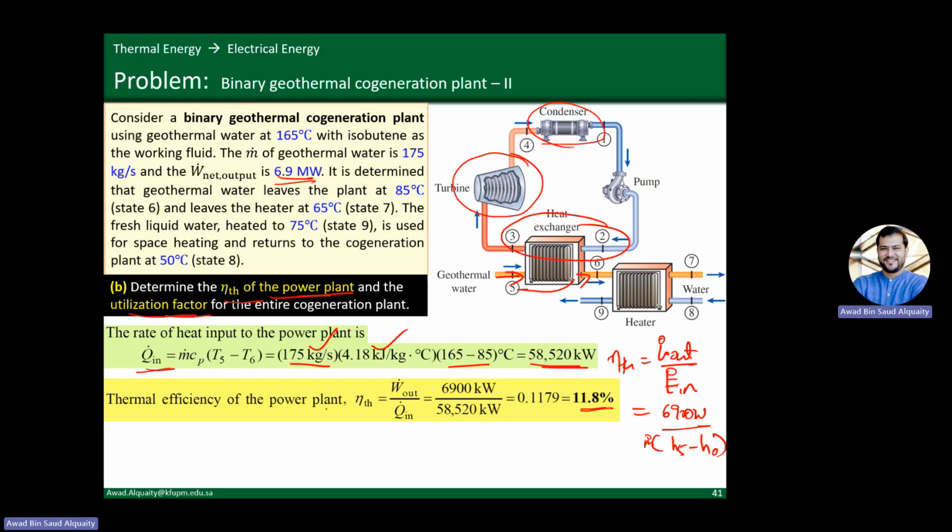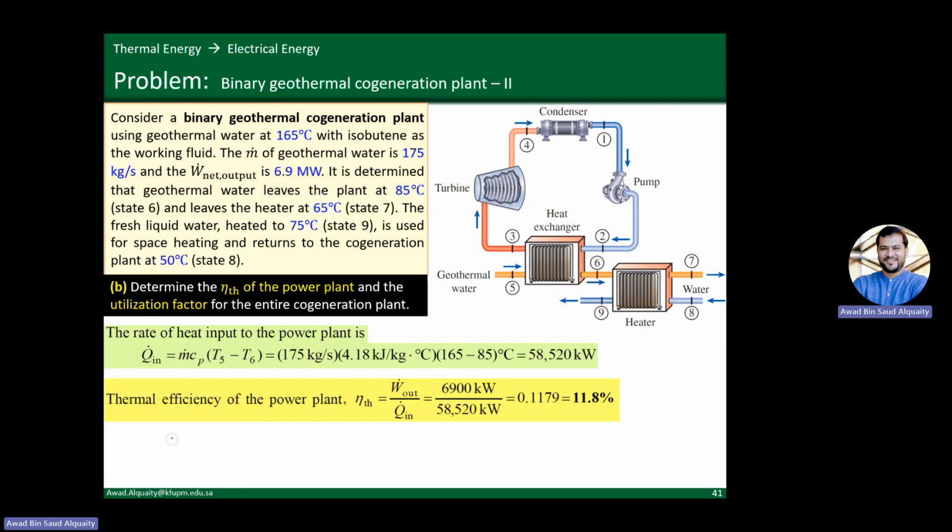Now, the second part is the utilization factor for the entire cogeneration plant. So now when we talk about the utilization factor, we could have actually reinjected this hot water at state 6 directly into the well, but we are not doing that. We are still making use of the thermal energy available to heat up the fresh water, right? So we have increased the utilization factor. So we're not just producing power, but also we're meeting some of the space heating needs.